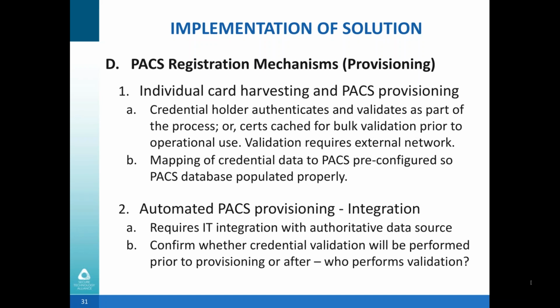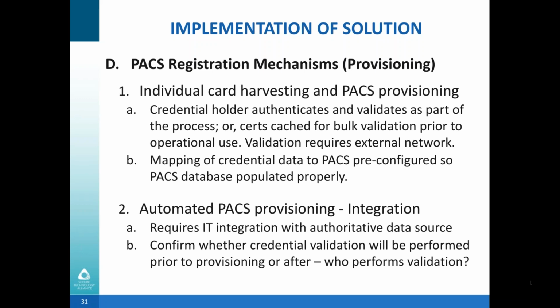There are basically two methods to get the data from a smart card into a FICAM PACS, as was mentioned earlier. One of them, by the way, is not a manual entry of the basic FASC-N data, even if you know it. Individual card harvesting is one. The credential card holder individually authenticates and validates as part of the process. If not able to validate at the time of registration using the external network, the certs can be cached for bulk validation prior to operational use.